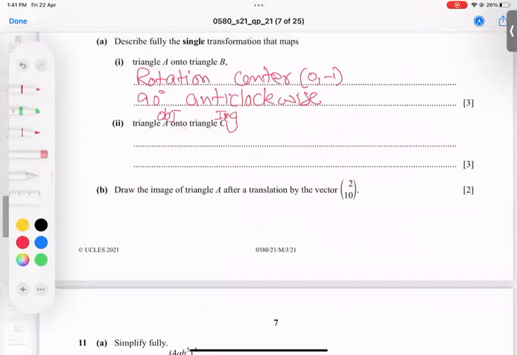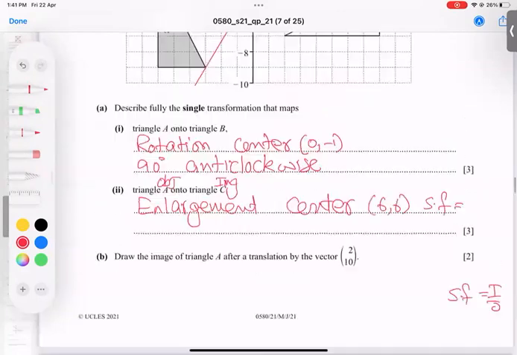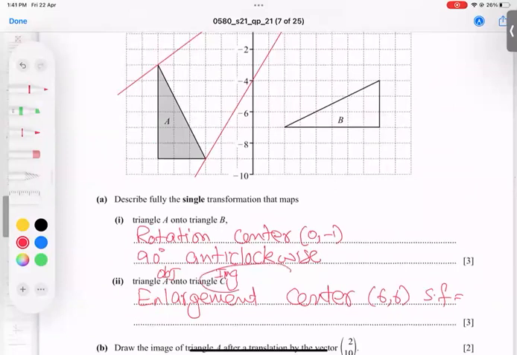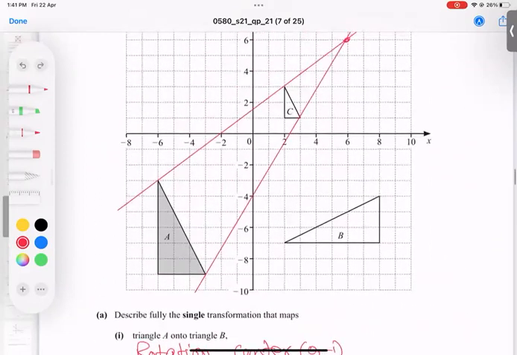First, the way to write it is: enlargement, center 6, 6. Now the scale factor. What is the formula of scale factor? Image by the object, so the formula is I by O. And what is the image? I said before, the image is C and the object is A. If we take it wrong, then the answer becomes wrong. So C by A.